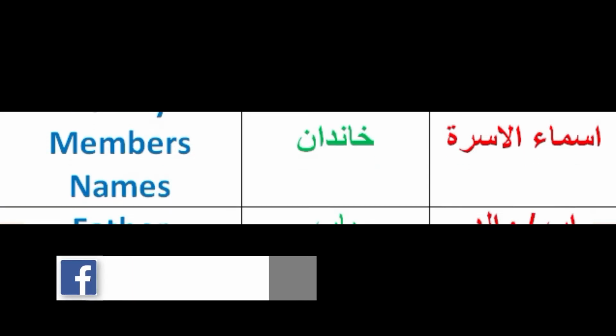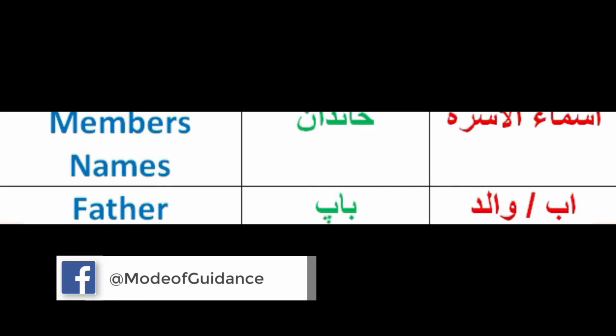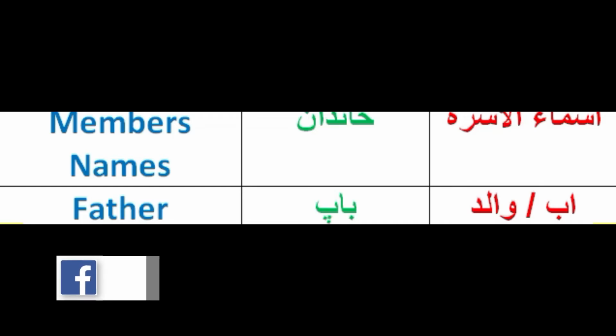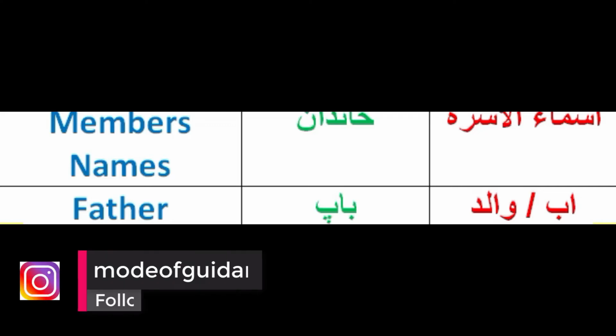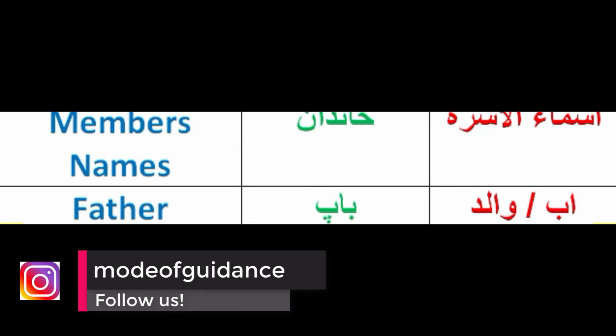The first one is father. In Urdu you say Baap, and in Arabic you say Abun, and you can also say Walidun. Abun or Walidun.